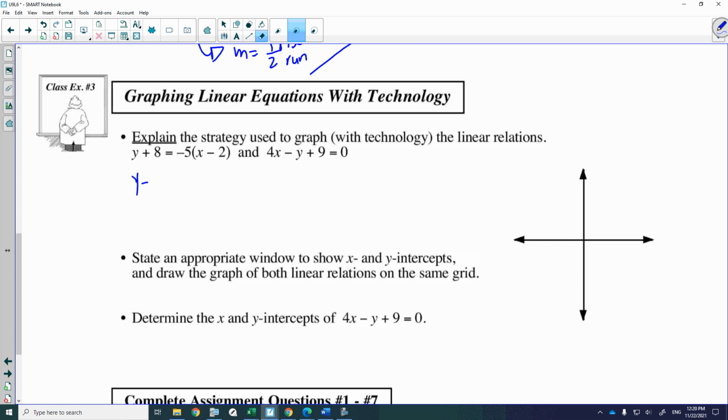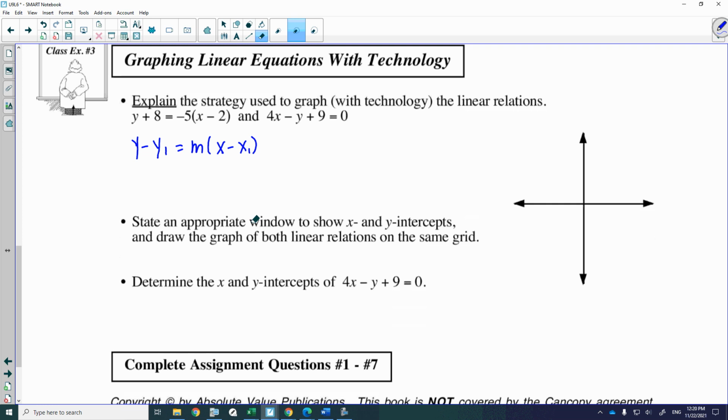Recognize that this is in slope point form: y minus y1 is equal to m times x minus x1. Can you please write the slope and the point? Let's see if you're able to do that now. What is the slope of this? What is the point? Julius, what is the slope? Yep, negative 5.